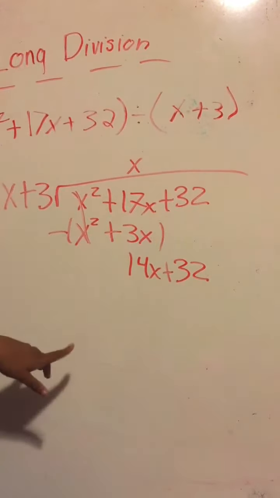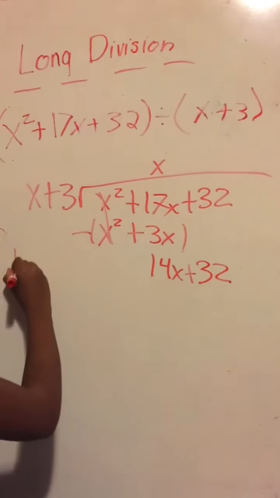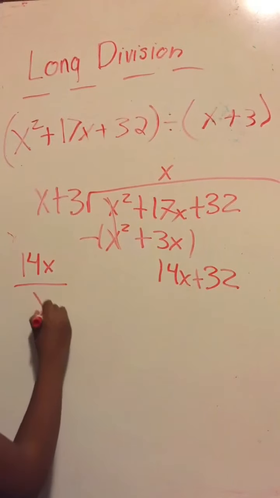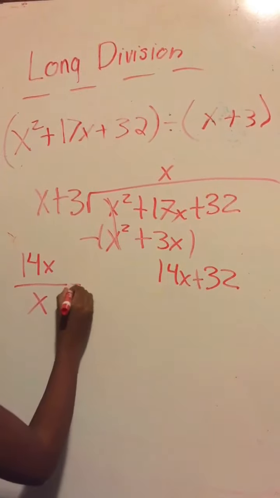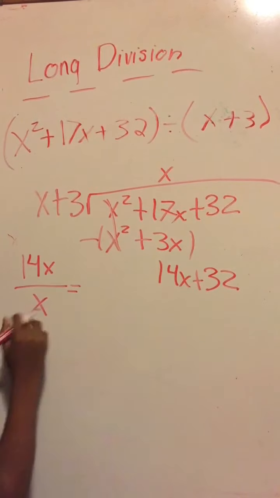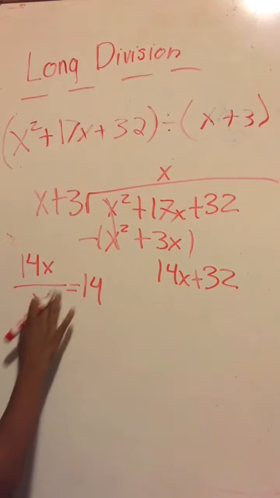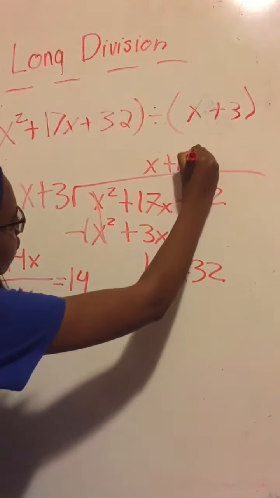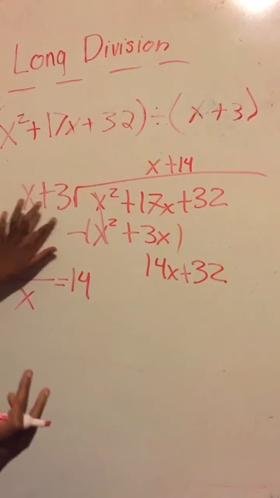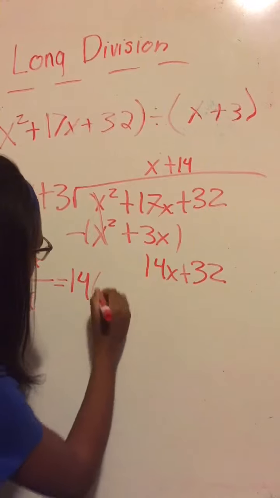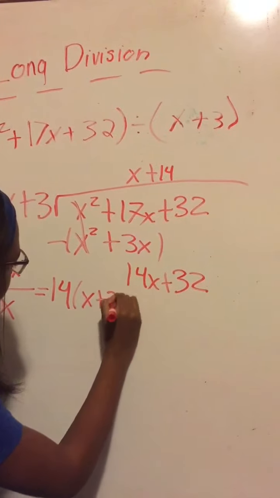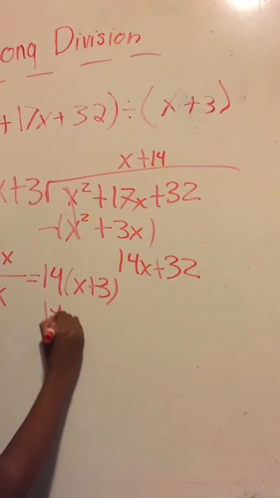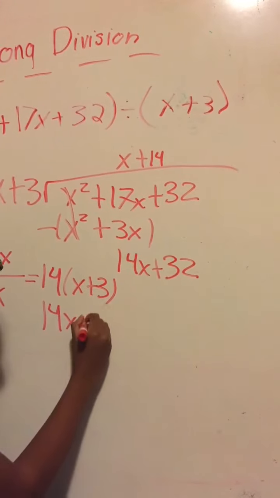Then you take the 14x and divide it by the outside x, doing the same thing that you did with the x squared. And 14x divided by x gets you 14, because these two x's cancel out. And you put the 14 up here, that's plus 14. And then you multiply it by the outside equation again, so 14 times x plus 3. So that's 14x plus 42.